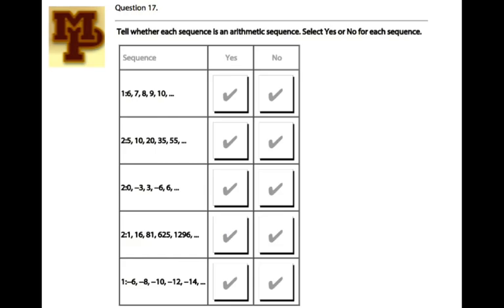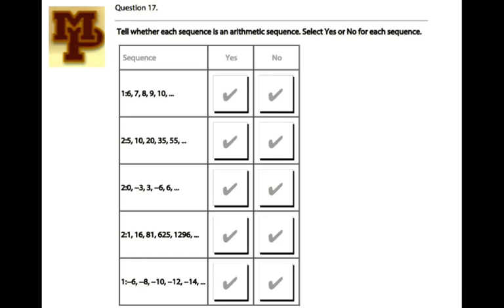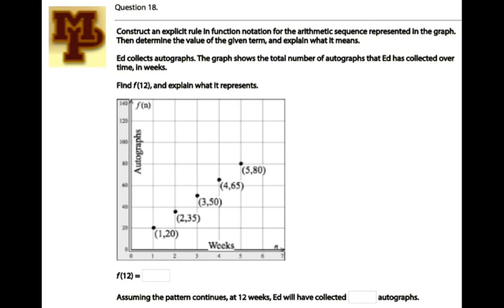Alright, the next one, let me make sure I didn't skip one here. Oh, yeah, I did. So 18, we're trying to figure out f of 12. So what I might do is just see what the pattern is. It looks like it's going up 15 every time, so it's going up 15 for every week that you slide over. That's the slope, so up 15 over 1. And so that helps you figure out what your common difference is. So your common difference is 15.